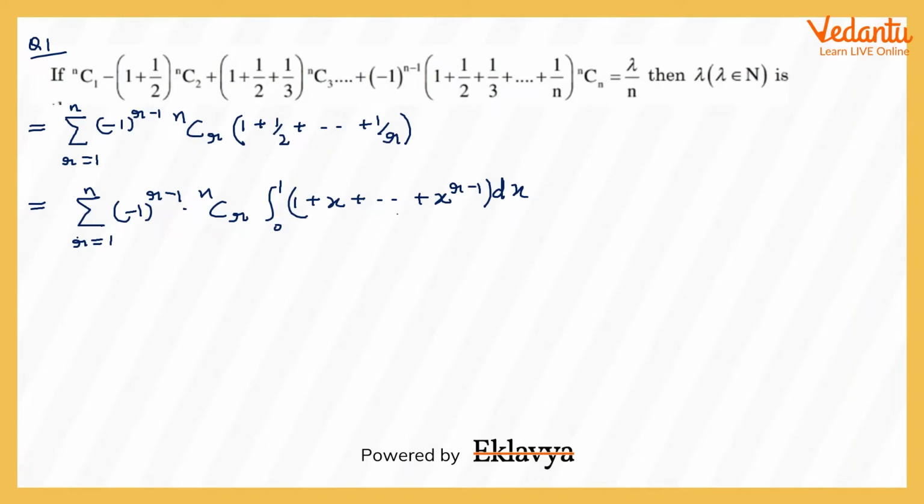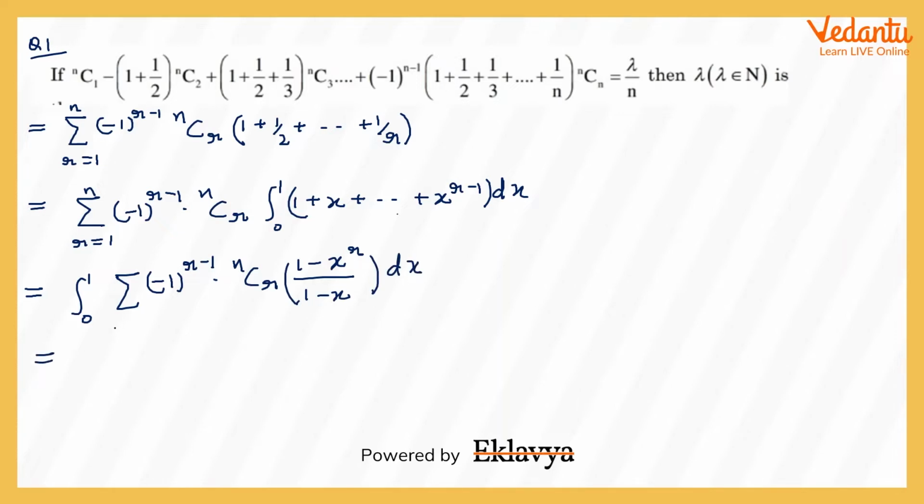Now summation and integration both do the same thing, so even if I interchange their positions, this entire sum will not change. So I will write this as integration 0 to 1 summation (-1)^(r-1) nCr, and this thing can be written as (1 minus x^r), which is actually the sum of r terms of a GP, into dx. Now here r is taken from 1 to n, but you can notice that even if I put r equals 0, the corresponding term will be 0 only.